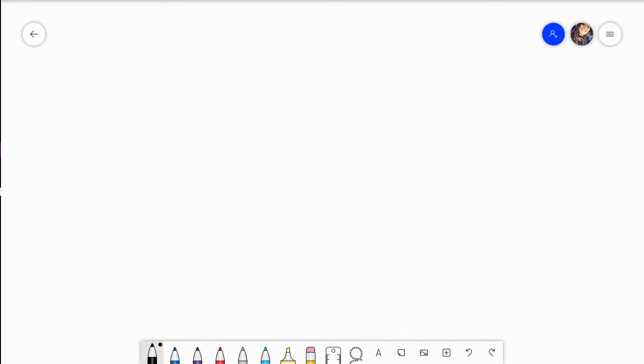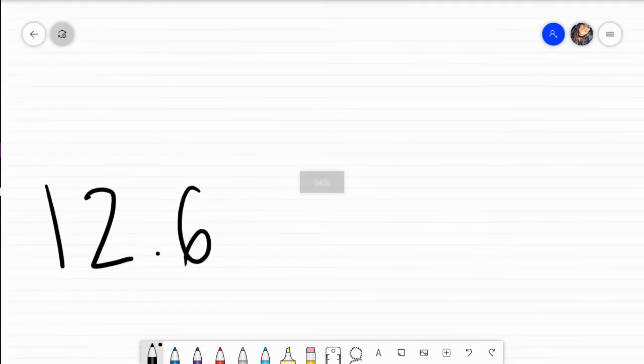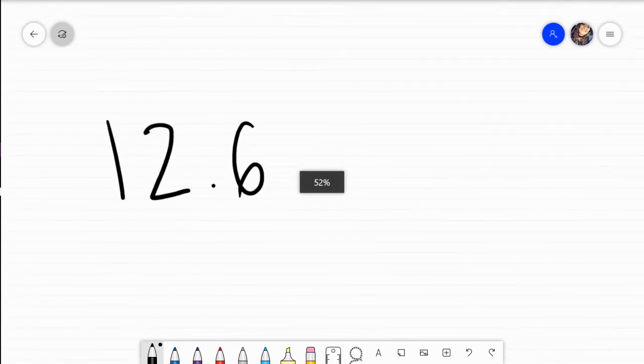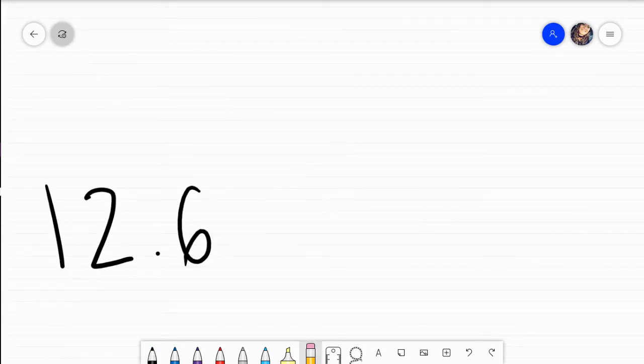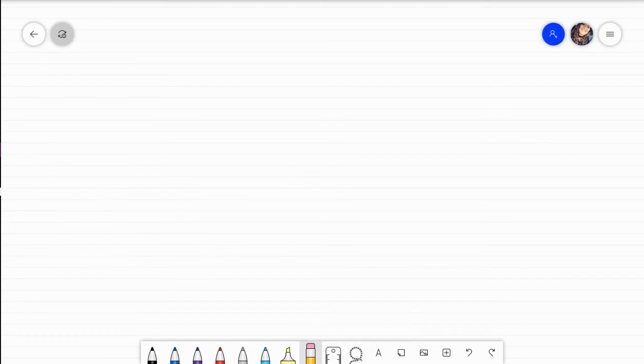Okay, so this is up 12.6. I'm real zoomed out. Wow, I'm real zoomed in. I give up. I say I give up, but I'm going to keep trying like I always do.